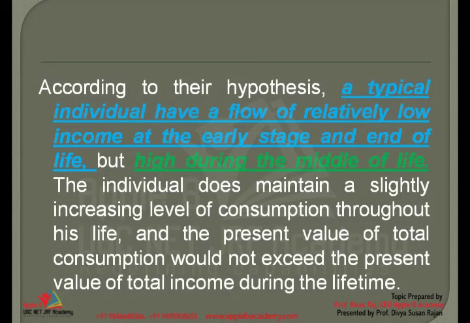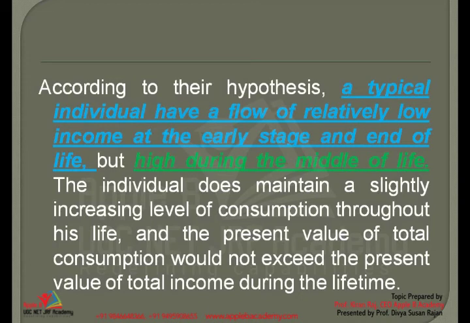The first and the last phases emphasize savings and borrowings because the individual does not have a steady income. However, in the middle stage, he will start earning an income by applying for a job and getting a job, and over the mid part of his life, he will start saving for the future, that is, life after retirement, till the point he assumes his lifespan to be. So here, a typical individual will have a flow of relatively low income at the early stages and at the end stages, but very high during the middle stages of life. The individual maintains a slightly increasing level of consumption throughout his life, and the present value of the total consumption would not exceed the present value of the total income during the lifetime.